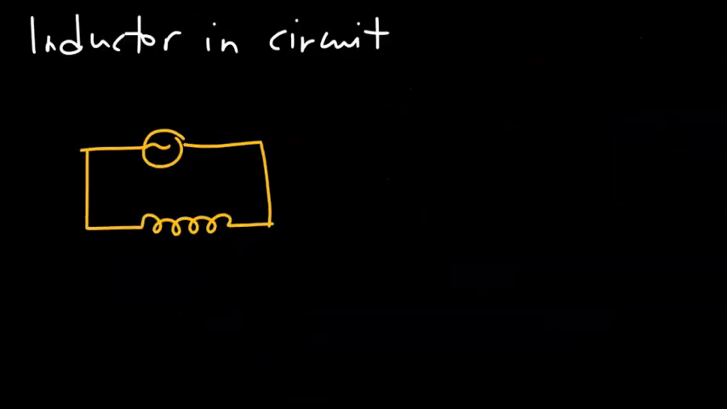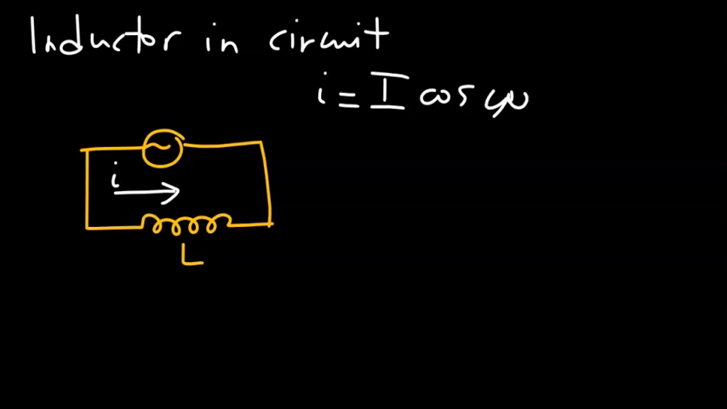Now what if you have an inductor in the circuit? Let's assume at some point in time the current is going that way, and the current is given by the following expression: current amplitude times cosine omega t.